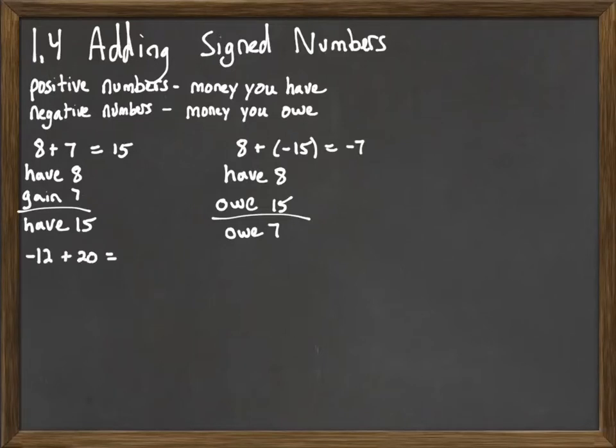In the next example, once again, we have a negative number and a positive number being added. This time we have negative 12 plus 20, so we can think of that as we're in debt $12 and now we've gotten $20. So we can settle up, and at this point, since we have more than we owe, we'll now have $8.